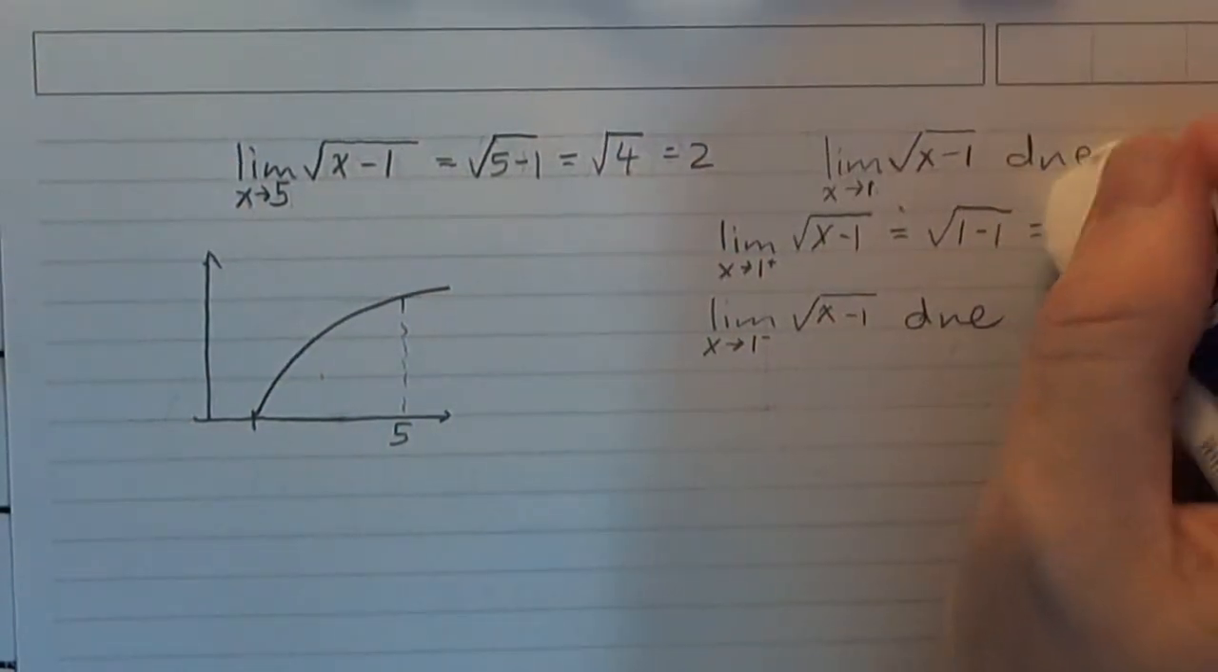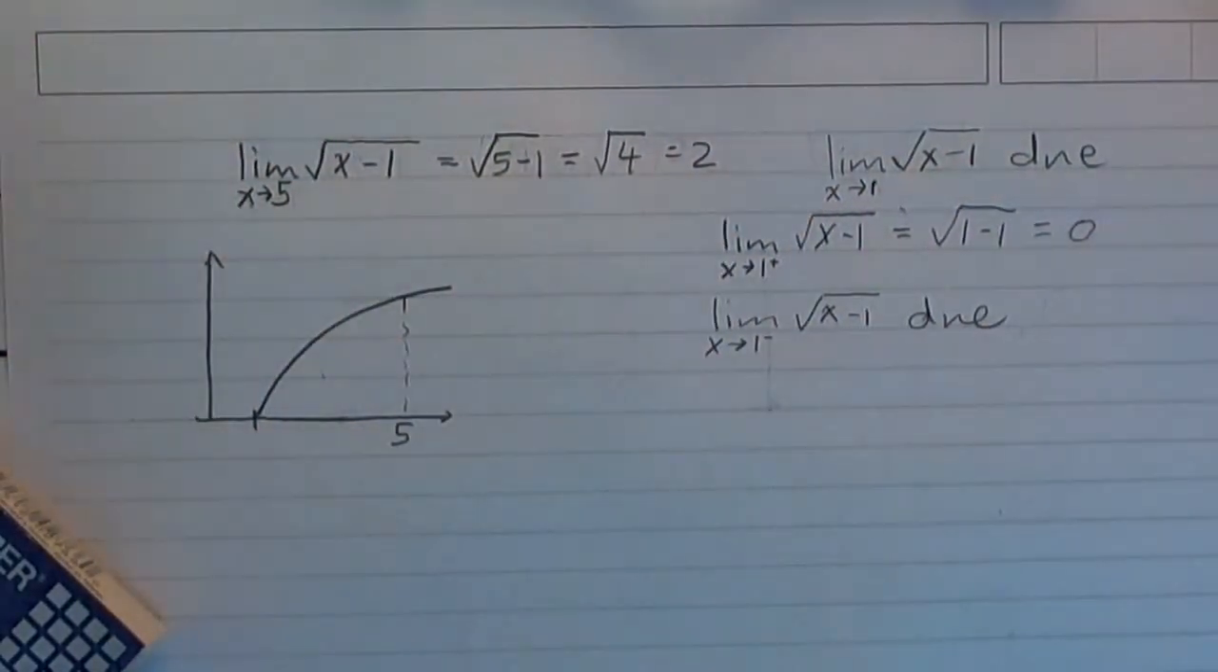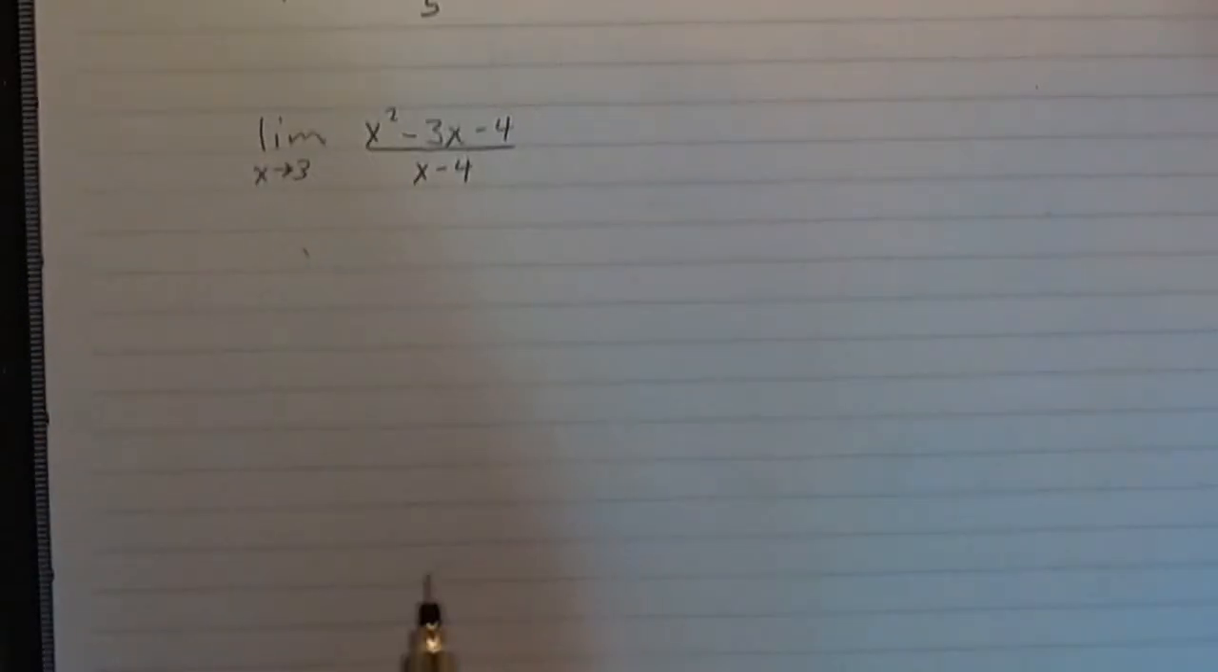So you just have to be careful. When you're plugging in, be aware of the function that you're dealing with. Now, other than that, probably you can just plug in. So let's look at some examples here. Let's suppose we've got the limit as x goes to 3 of, let's say, x squared minus 3x minus 4 over, let's say, x minus 4. Let's suppose we've got this particular limit to evaluate.